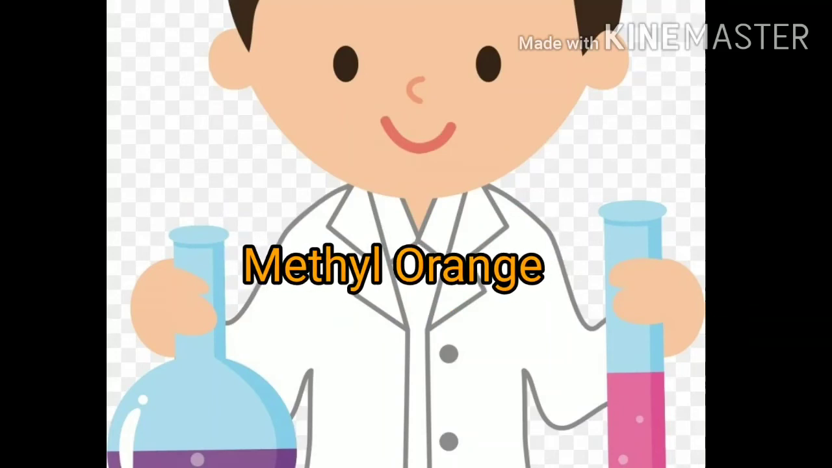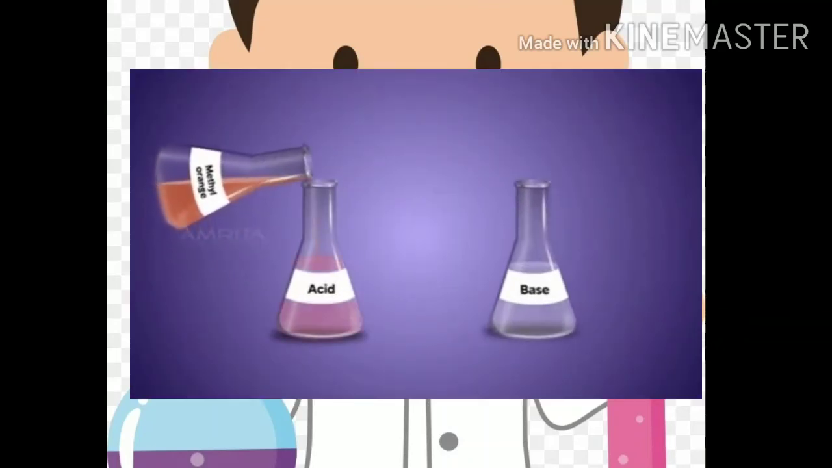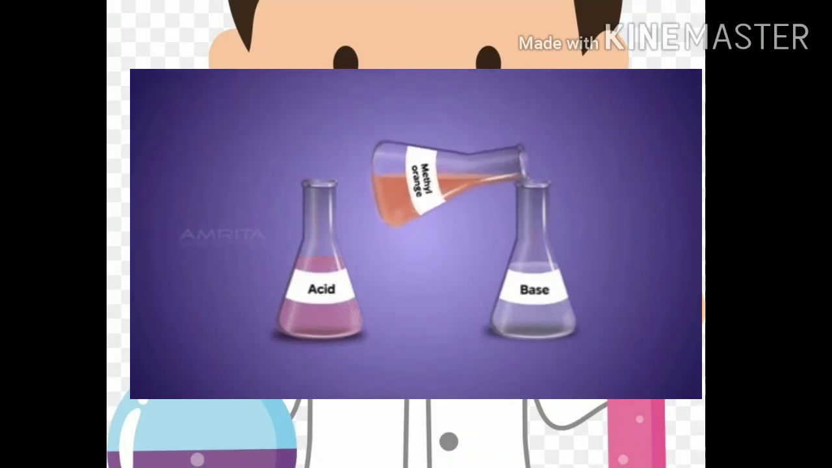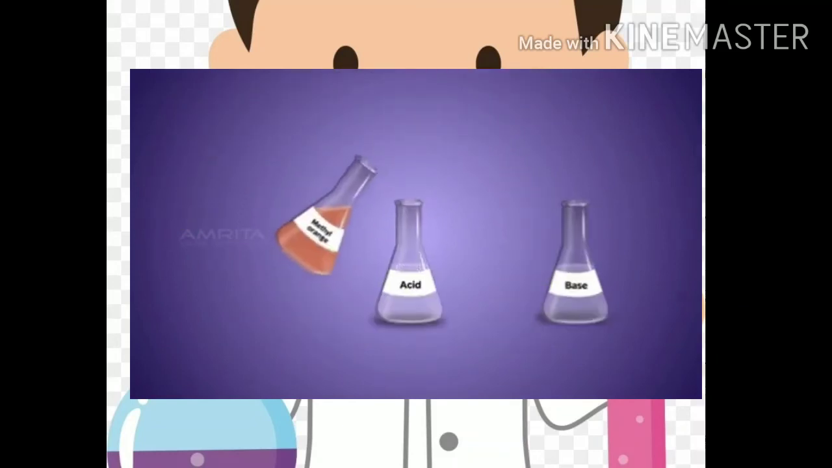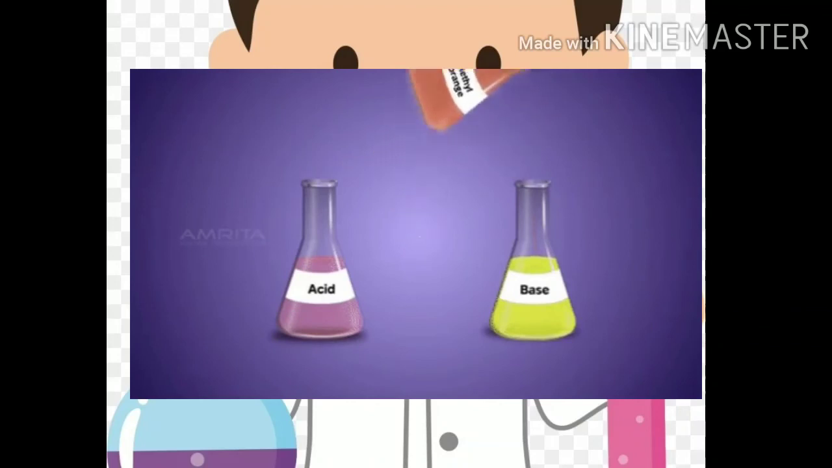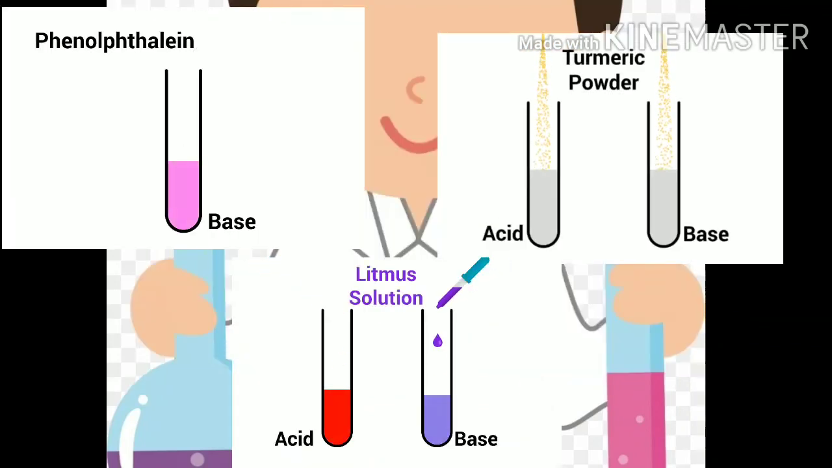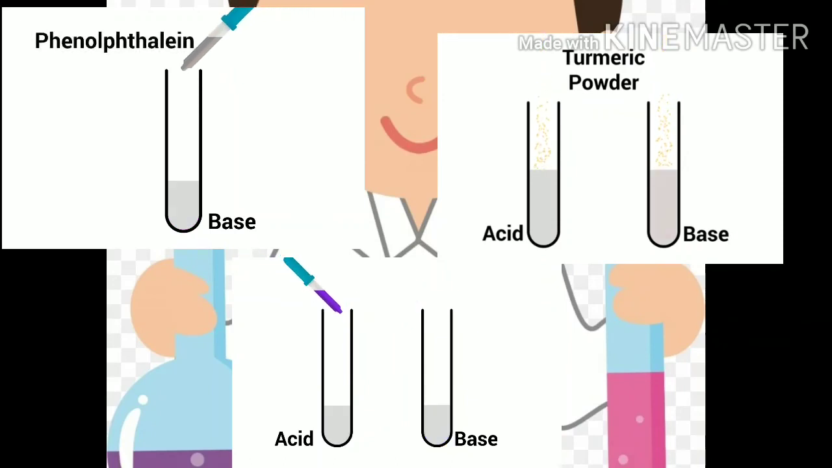Next synthetic indicator that we will learn is methyl orange. As you can see, the methyl orange indicator is giving red or pink color in acid, and in base it is giving yellowish color. So children, we learned that using these natural and synthetic indicators is the easiest and safest methods in knowing whether a substance is an acid or a base.